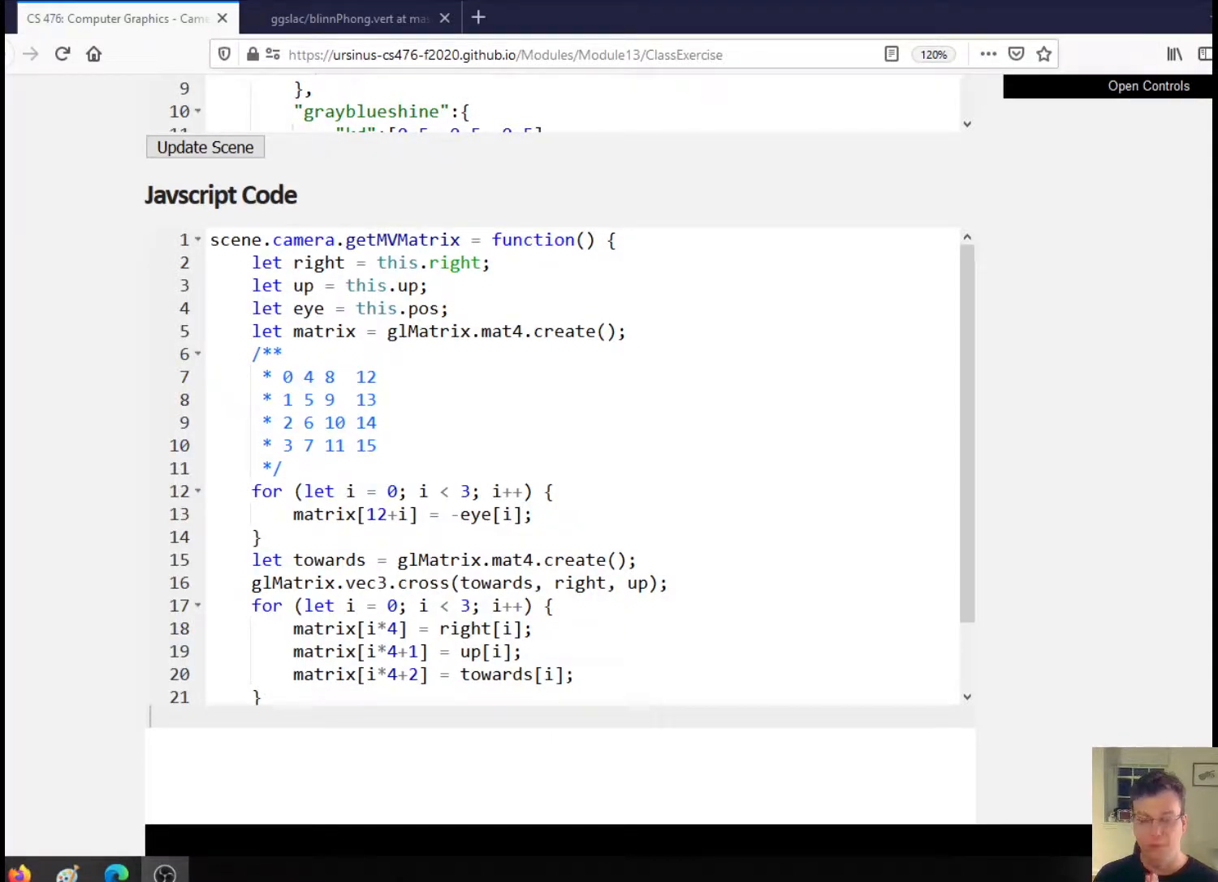We are going to continue our story about object first pipelines. And I would like to first finish what we talked about in class about the camera matrix. So we made a lot of progress, but we weren't quite finished.